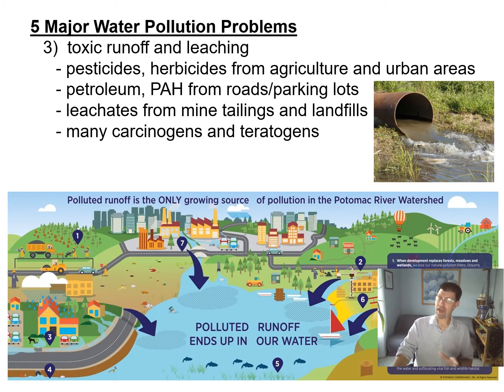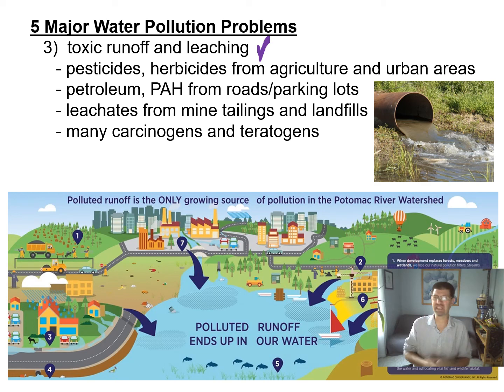So that was biomagnification. And this is moving on to number 3 in the 5 major water pollution problems. And this actually is one that I brought up as one of my primary sources, so I've been talking about it for a while. This is toxic runoff and leaching. And what kinds of things do we see here? Pesticides, herbicides, agricultural runoff, runoff from urban areas, oil spills, PAH, that's polycyclic aromatic hydrocarbons.